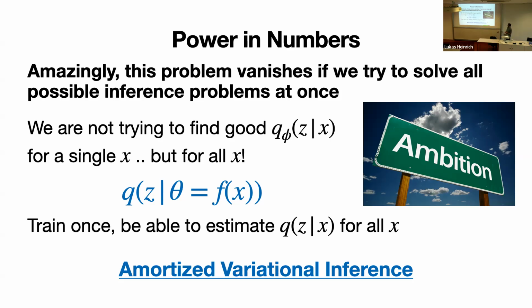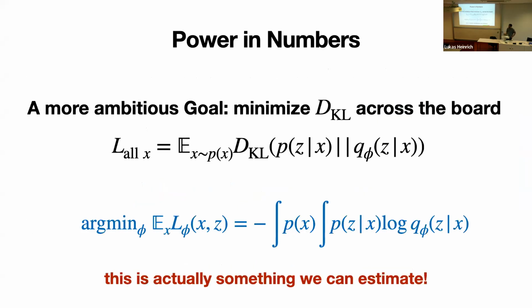And so it turns out that the thing that was impossible before, to calculate this KL divergence, once you go to this amortized setting, where it's actually a more complicated problem because you try to solve it for all the possible X's in one go, becomes much, much more tractable.